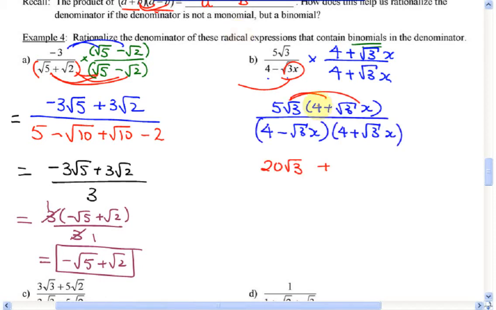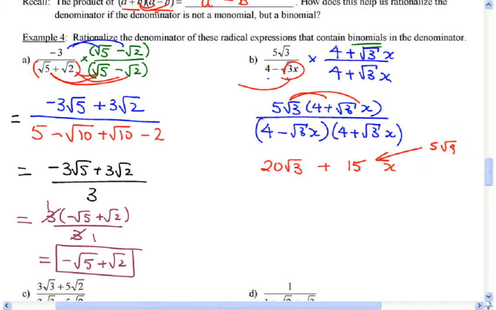Okay? 5 root 3 times 4. Of course, the 5 and the 4 multiply together. 5 root 3 times root 3. You could have written this as 5 root 9 with an x, but what's root 9? 3. So this is just 5 times 3, which is just 15. I will just erase that and rewrite this as 15. Okay. So note this is just 5 root 9.